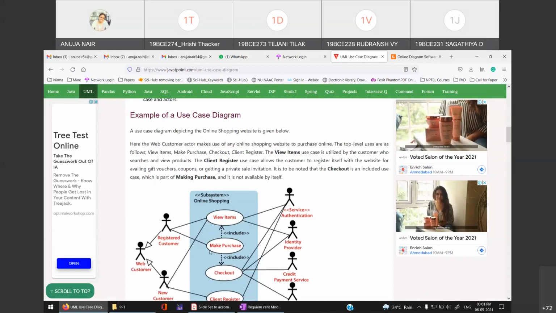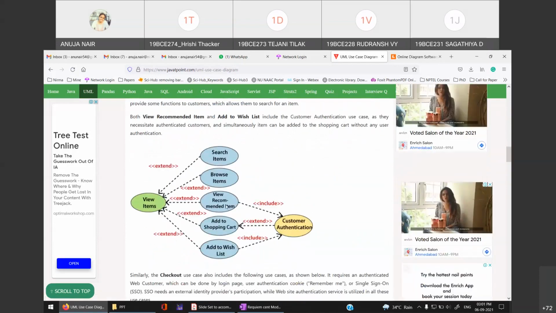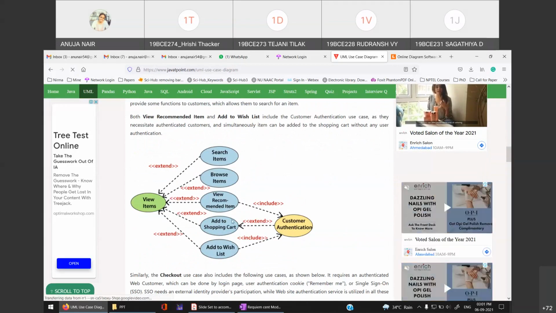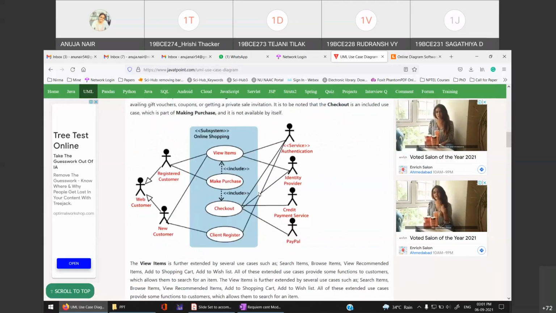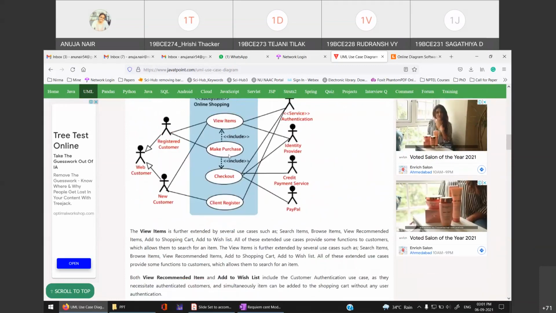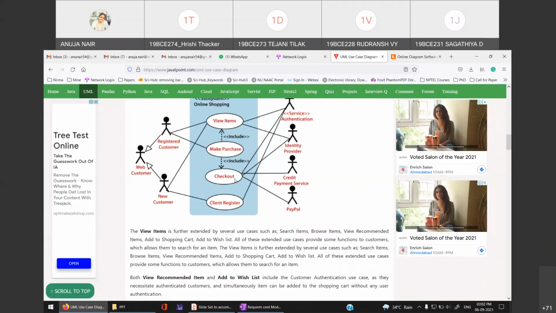Now how will you read it? If I want to make a purchase, I can search, I can view recommended items, I can add to shopping cart, I can add to wish list. So when I want to make a purchase, which use case should be common, I mean which use case is logical? Add to shopping cart. Only when you add to shopping cart can you make a purchase, right? So you add to the shopping cart, then it is including checkout also, so you do the payment, and when both the use cases are done, I'll say that I have done the purchase. The meaning is like that.